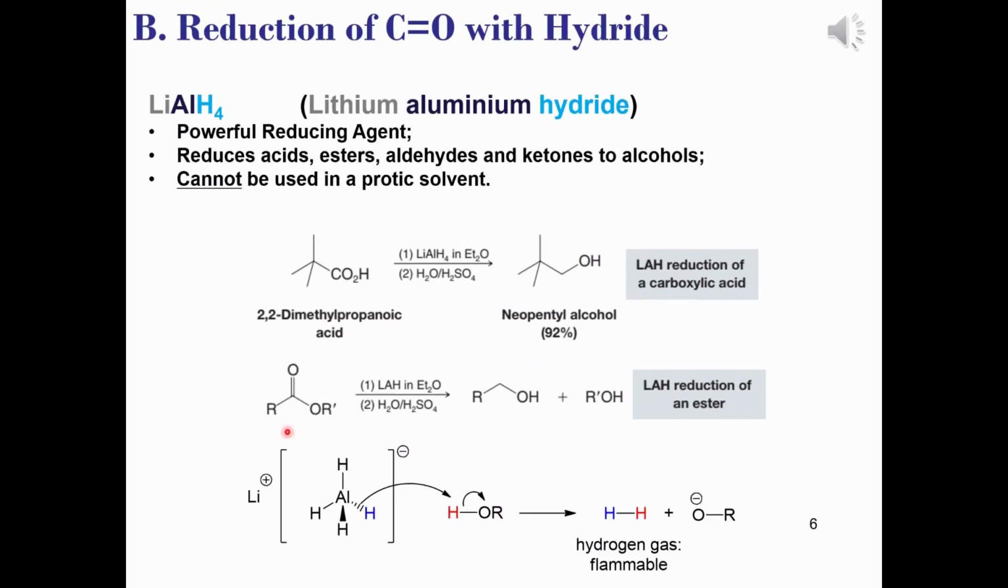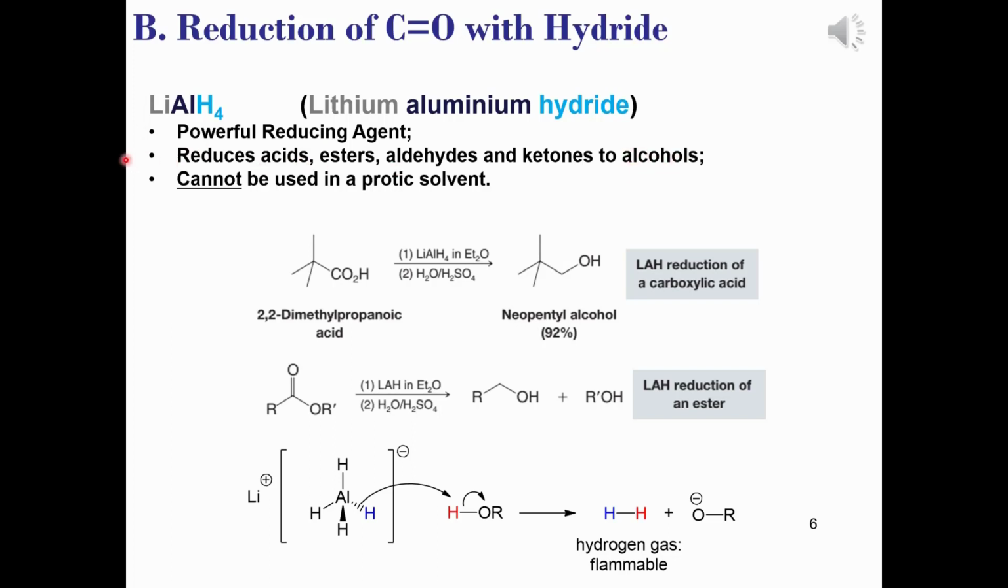Here is the first of the two reducing agents. These are hydride anions that you will need to know for this course. This is lithium aluminium hydride. This particularly powerful reducing agent will always take a carboxylic acid, ester, aldehyde or ketone back to its corresponding alcohol.